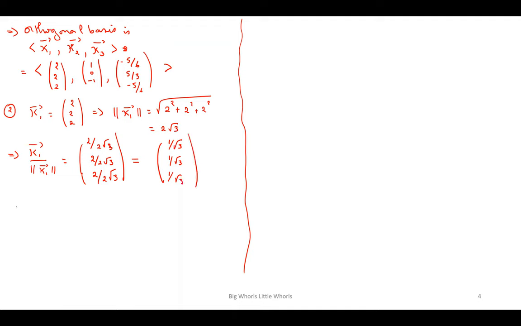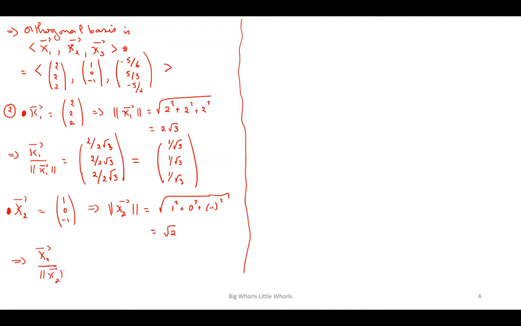When it comes to kappa 2, following the same normalization process as for kappa 1, kappa 2 is equal to 1, 0, minus 1. Its norm is going to be the square root of 1 squared plus 0 squared plus minus 1 squared, which is equal to the square root of 2. Okay, therefore kappa 2 over the norm of kappa 2 is equal to 1 over root 2, 0, and minus 1 over root 2.